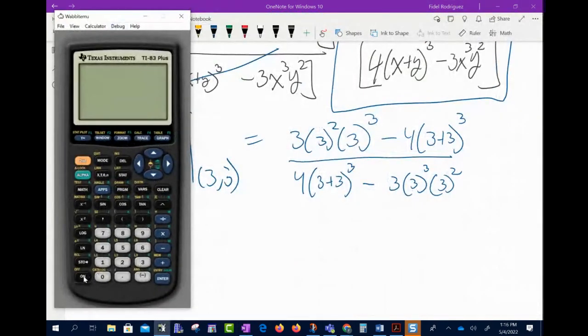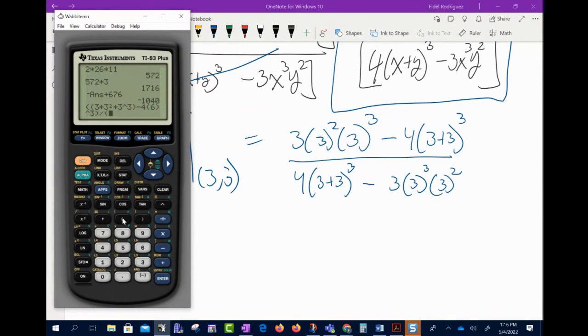If I were you, this is what I would do. I would open up a big set of parentheses, and in my second set of parentheses, I'm going to type in 3 times 3 squared times 3 to the third, minus 4 times 3 plus 3, which I already know is 6 to the third. So that's my top part.